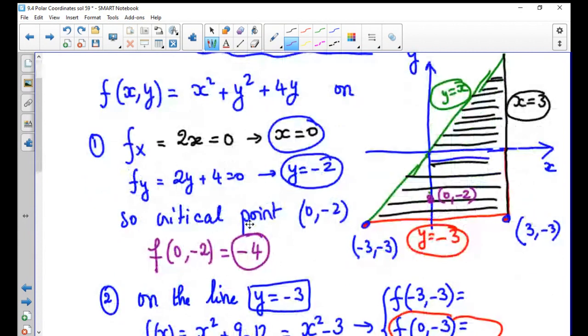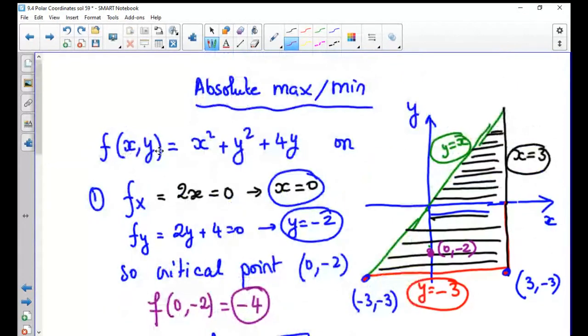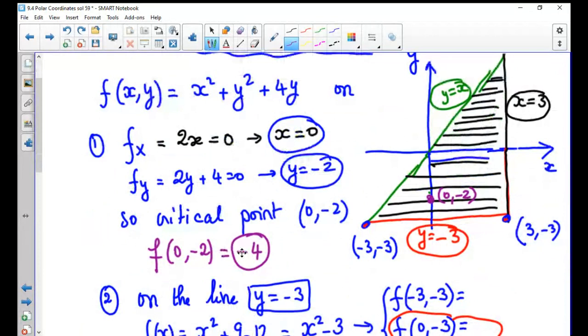We need to find the value of the function at 0, minus 2. How do we get this? Substitute in f, please. In f. So you get -4. This is the first value. Keep it there. You need it for later.